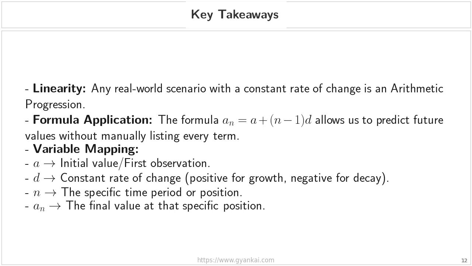N is simply the position or the specific time period you are interested in, the which one part of the problem. And lastly, a sub n is your result. It is the final value or the how many at that specific position. If you can master this mapping, you can solve almost any linear word problem.